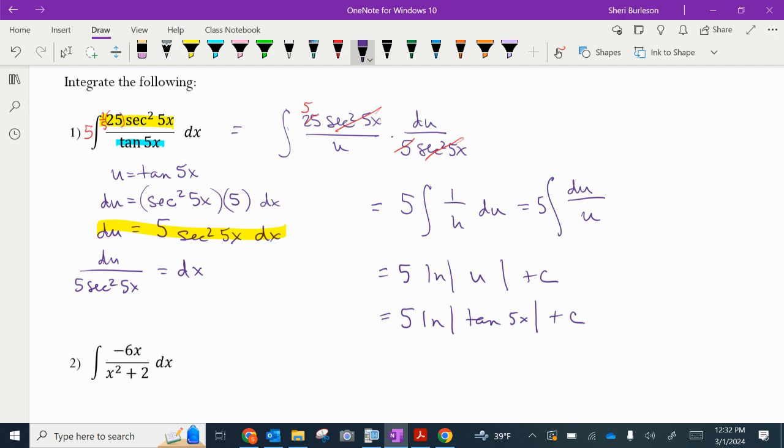All right. Now, the last thing I need to look at, will tangent of 5x always be positive? No. So I need to leave the absolute value symbols. Does that make sense? Okay, let's look at the second one. Are there any questions before?